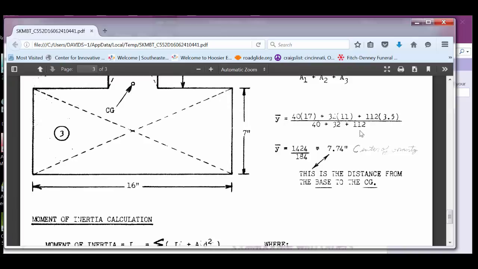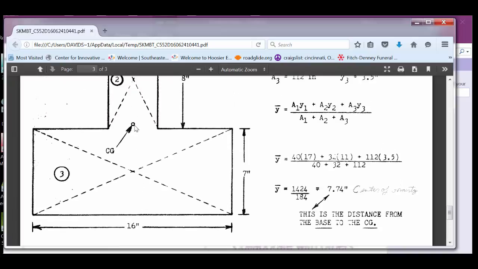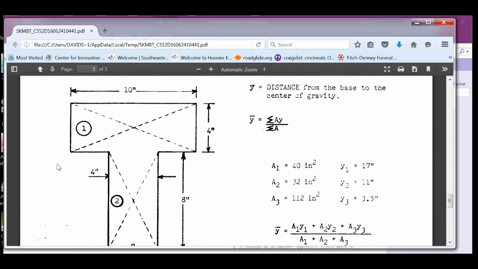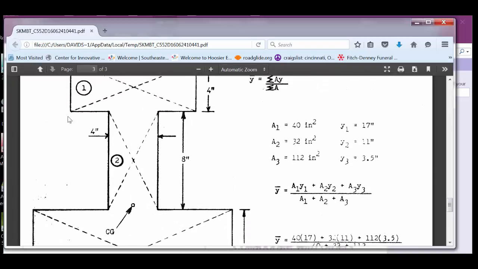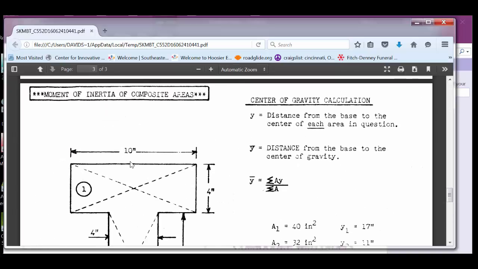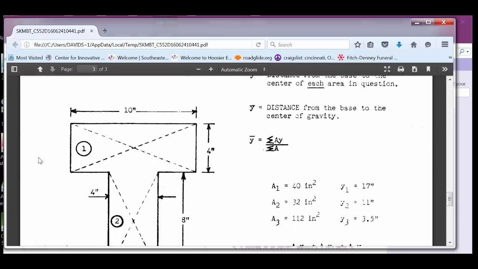And that gives you the y-bar, which means that it's 7.74 from the base up to this point right here. Now you could do the same thing for x-bar and take the area of that first block, which would be the same, times the x for this distance right here, which would be 5, right? Plus the distance from here to here, which, let's see, this one's 16 and this one's 10. So that distance would be 3 inches, wouldn't it?